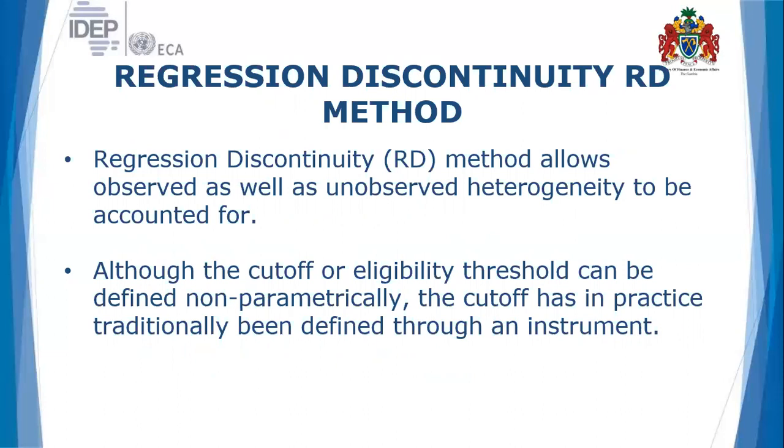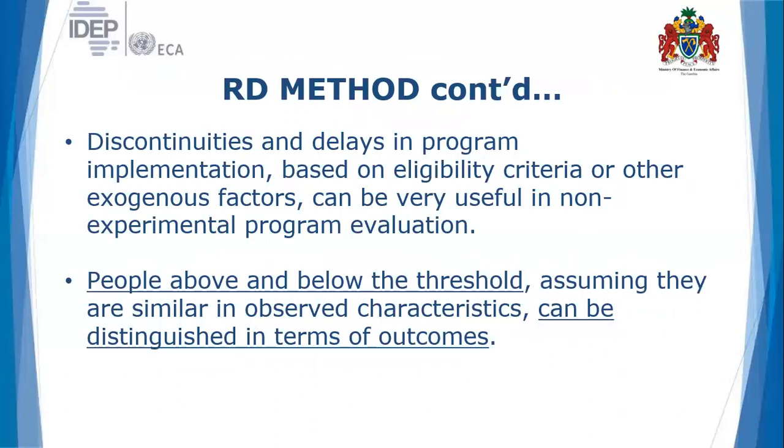Although the cutoff or eligibility threshold can be defined non-parametrically, in practice the cutoff has traditionally been defined through an instrument or through a particular specific variable. So discontinuities and delays in program implementation based on eligibility criteria or other exogenous factors can be very useful in experimental program evaluation generally.